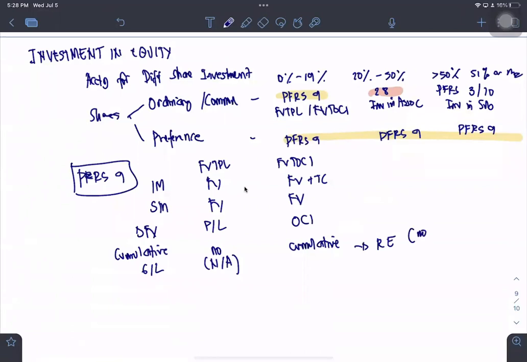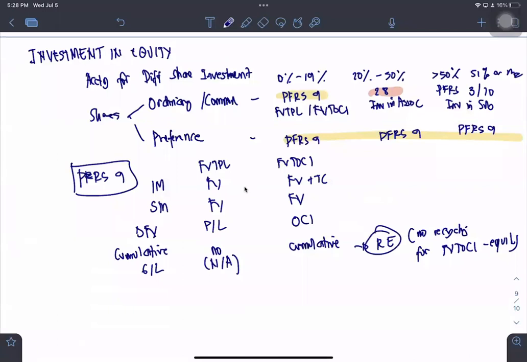Why? There is no recycling for FVTOCI equity. What is only recycled is your FVTOCI debt. When we say recycle, we place the amount of your cumulative gains or losses upon reclassification or upon selling to the profit or loss. But since no recycling here, it means diretso siya sa retained earnings.